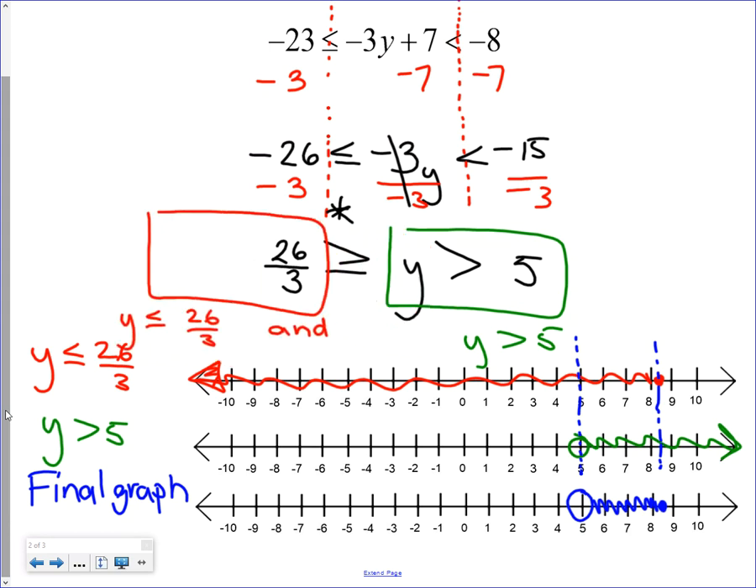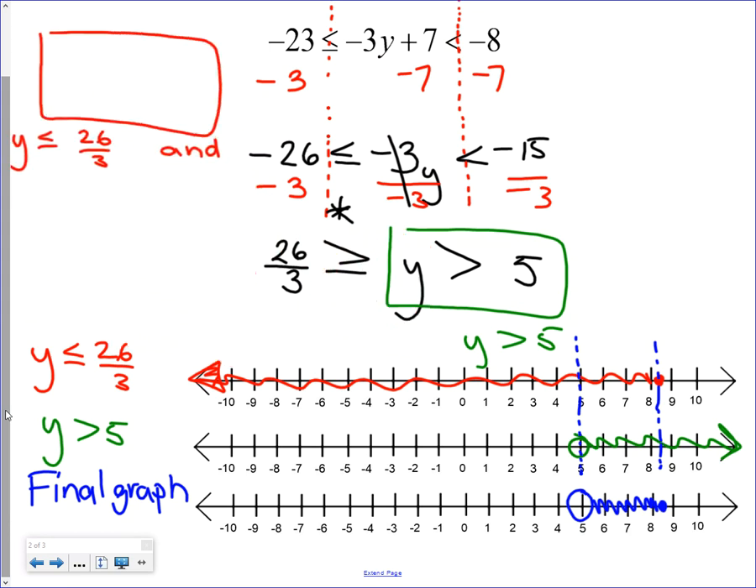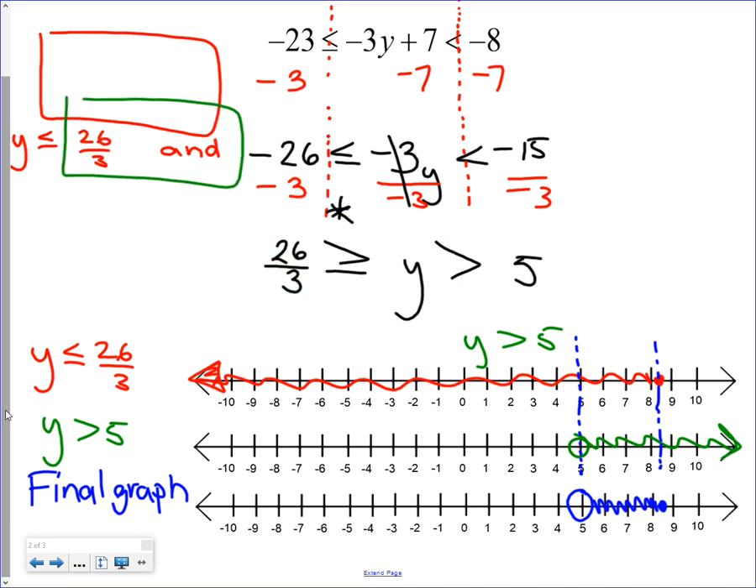Now if I go back and look at what I had up here, move this away, and just look at this. Look here, where's y located? It's in between 5 and 26/3. That's what I got down here. It's in between 5 and 26/3.